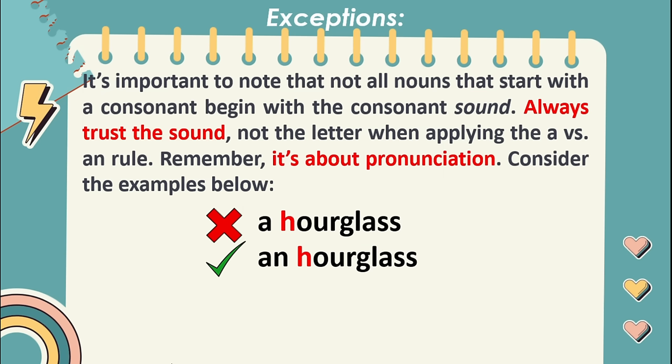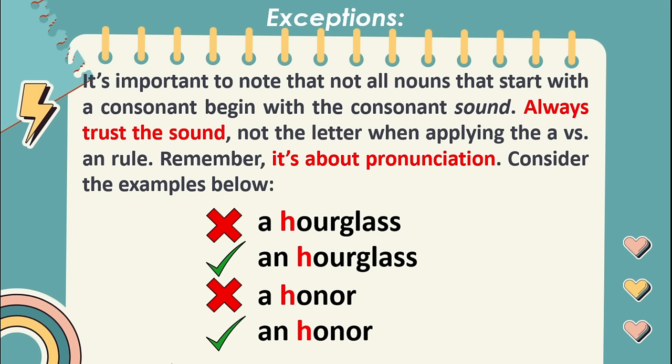Let's have another example. A honor or an honor? What do you think is the correct article for the word honor? Is it a or an? And the correct article for the word honor is an honor. Just like the word hourglass, honor starts with a consonant letter H. But when we pronounce the word honor, we cannot hear the sound of H. Instead, it begins with the sound O. Honor. That is why we use article an for this word.